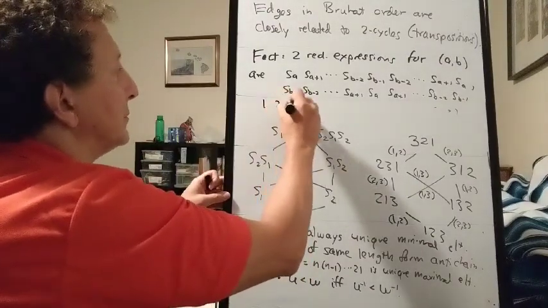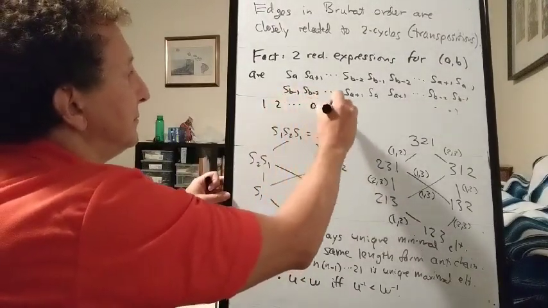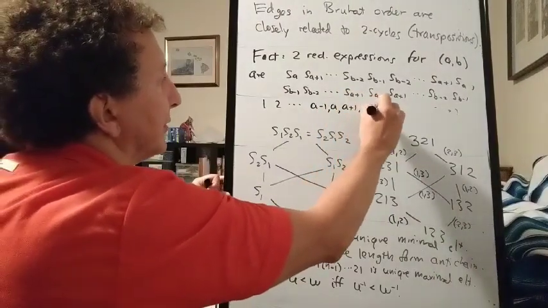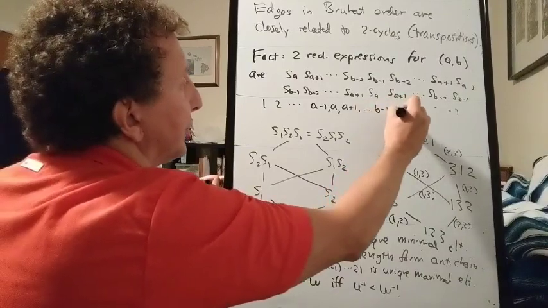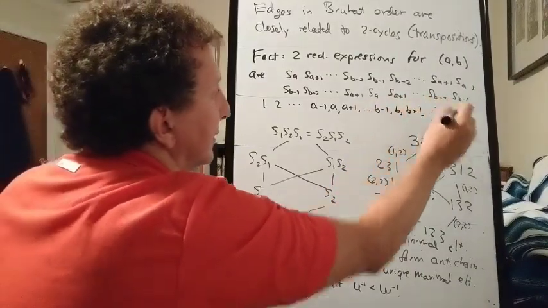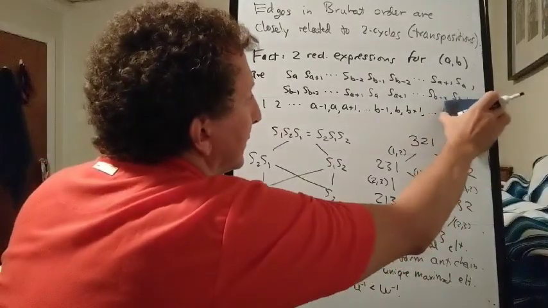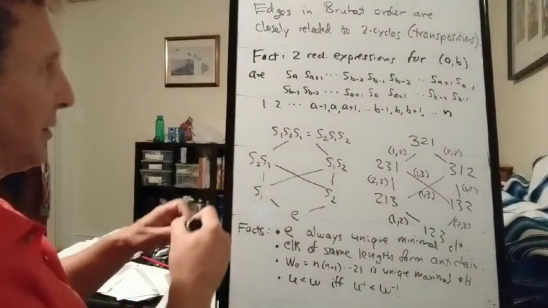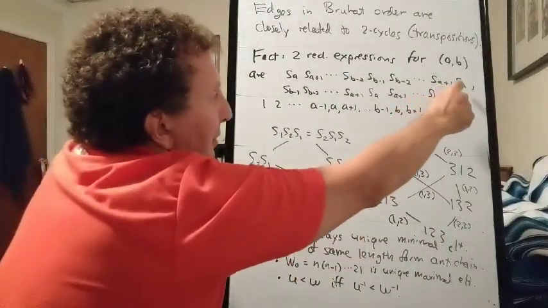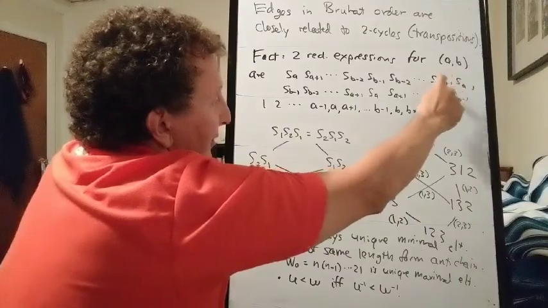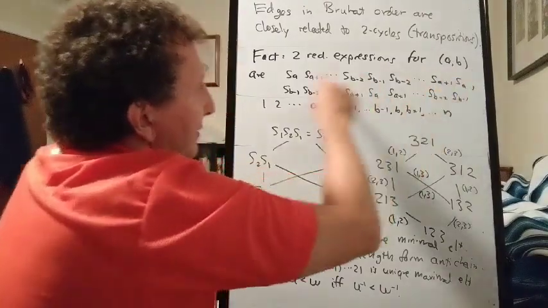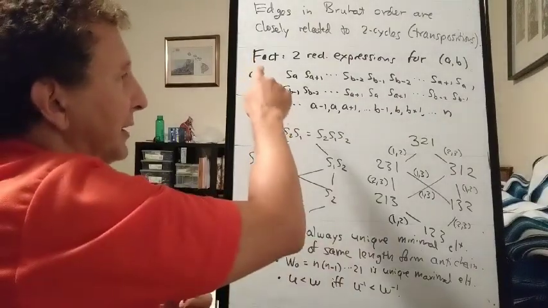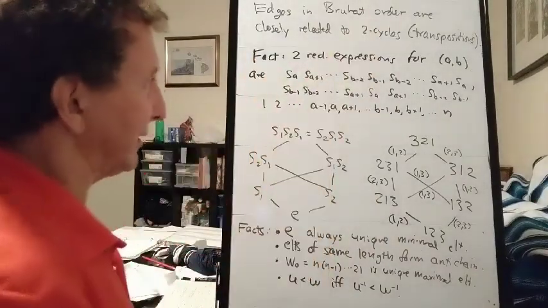So let's write out the letters 1 through N, and see why these reduced expressions make sense. So multiplying by SA first, I'm thinking of applying these from right to left, although these expressions are palindromic, so even if we would apply them from left to right, it wouldn't make a difference.